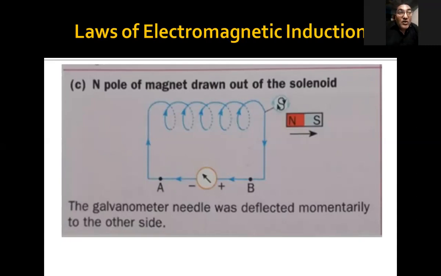But now, when we are withdrawing the north pole of this bar magnet from the right side of the solenoid, the galvanometer is showing deflection, but now the deflection is in the opposite direction. Now the deflection is towards the left. The deflection of the galvanometer shows that the current is induced, but the deflection in the opposite direction to the previous case shows that this time the EMF which is induced has the opposite direction.